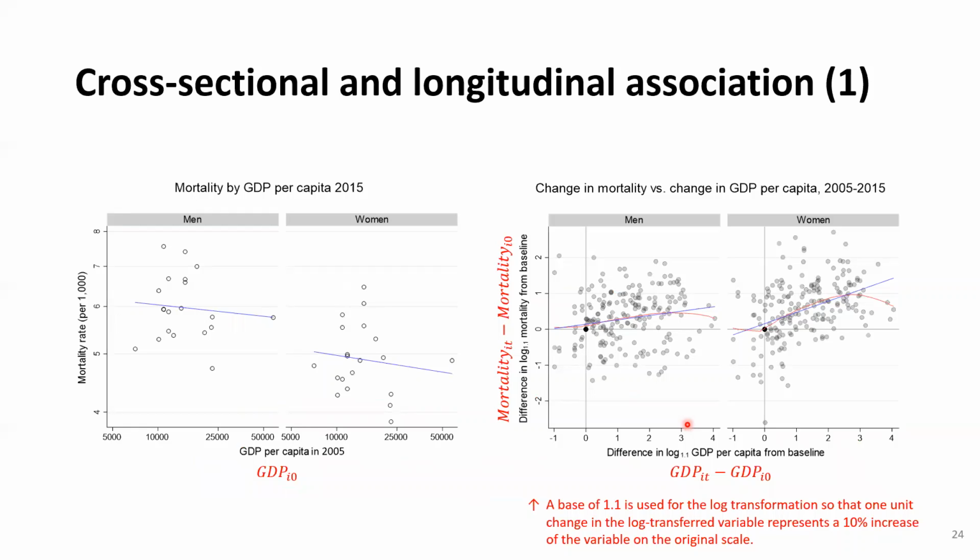So before we go on to the regression model, this is exploratory data analysis. The left figure shows the association between mortality and GDP cross-sectionally, as of 2015, the same as the previous one. There is some declining trend as GDP per capita increases, or cities with more GDP tend to have a lower mortality rate in general. This is what we see cross-sectionally.